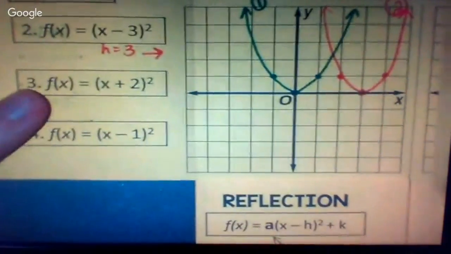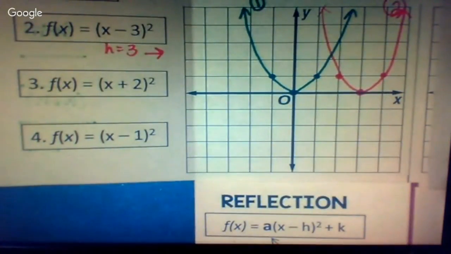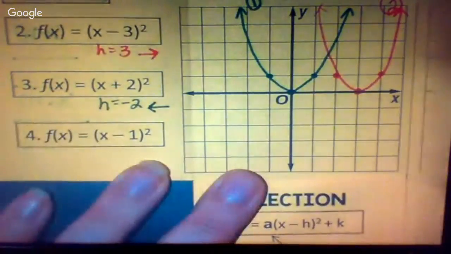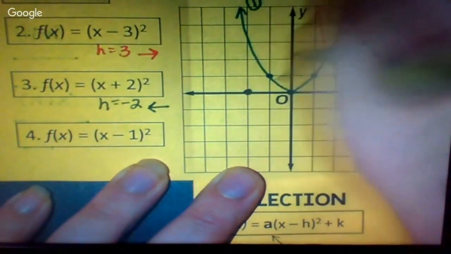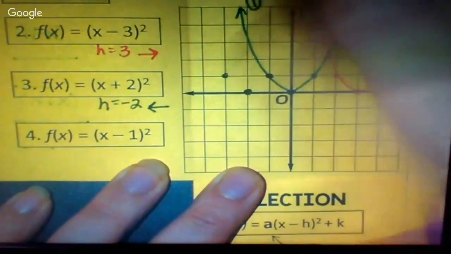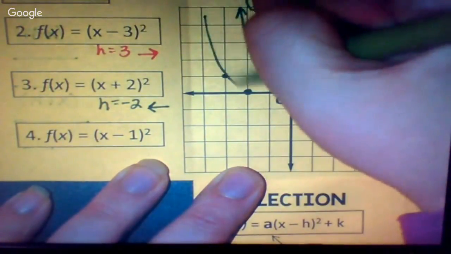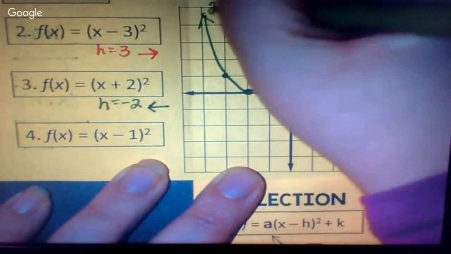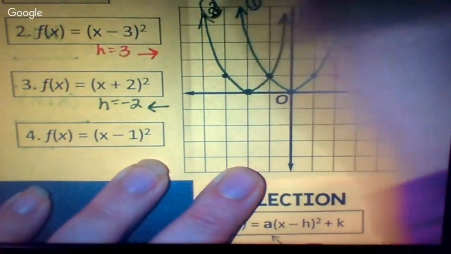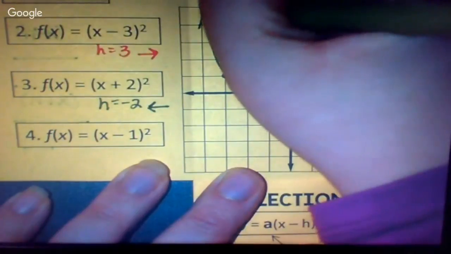Okay. Take a look at your next one. We've got the quantity of x plus 2 squared. So what is my actual h value then? Negative 2, which means I'm moving to the left. So again, from your original, we move 2 spaces to the left. So my graph looks like this. And that's number 3.